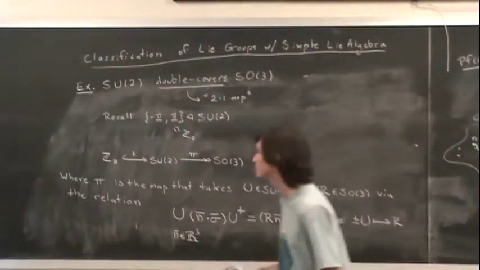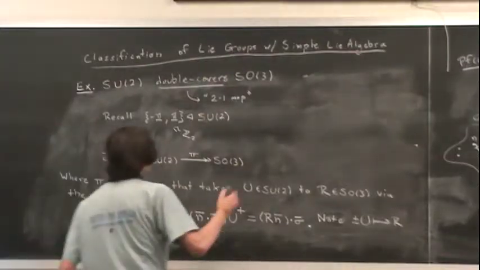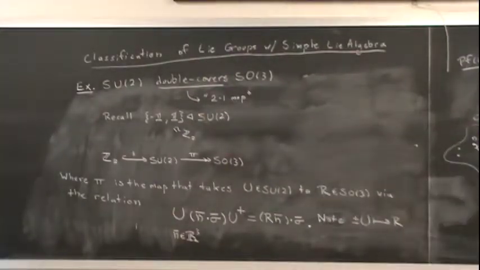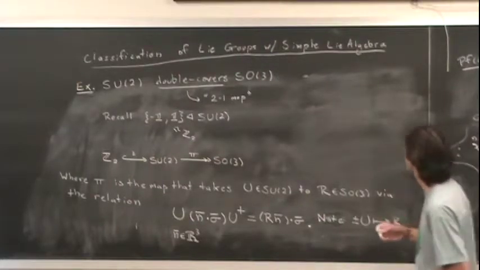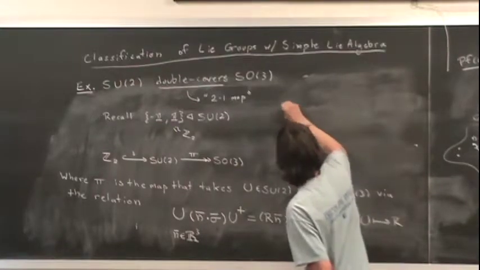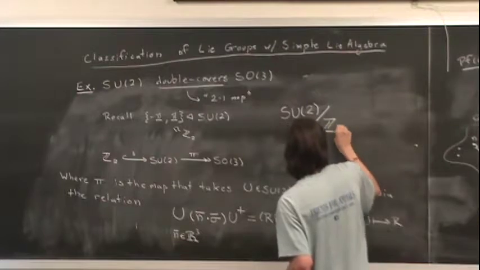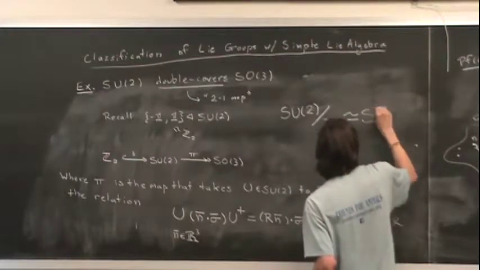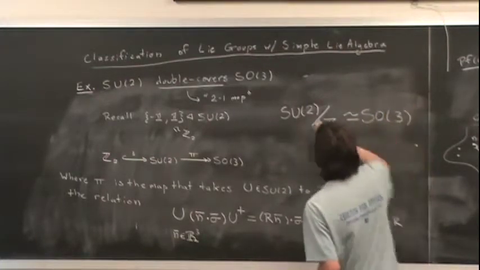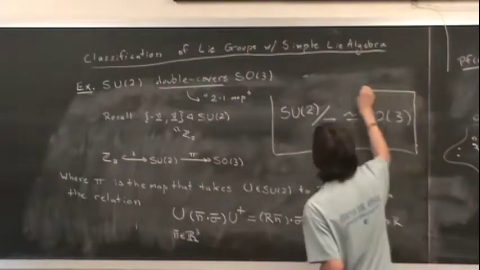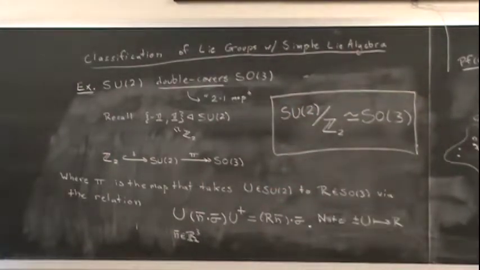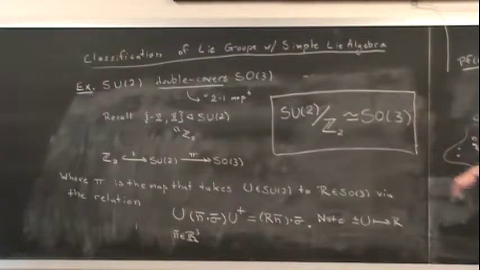Let's connect this with some other property of SO3. If there's one thing that you take away from this, it's that SU2 mod Z2 is isomorphic to SO3. That's sort of the big result. From the big Lie group, SU2, we construct the small one, SO3.